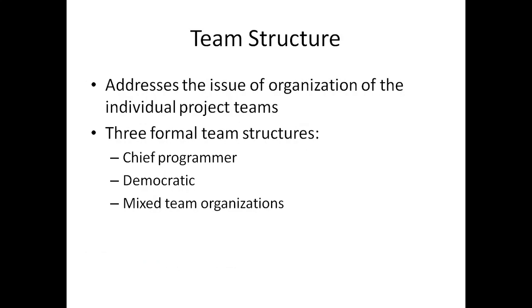Next, we will see about the team structure. So how each project team will be structured. We have already seen the organization as a whole, how it is structured. Next is how each project team will be structured. This addresses the issue of organization of the individual project teams. We have mainly 3 types of team structures. One is the chief programmer team, the second is the democratic team, and the third is the mixed team organization. We will see each one.